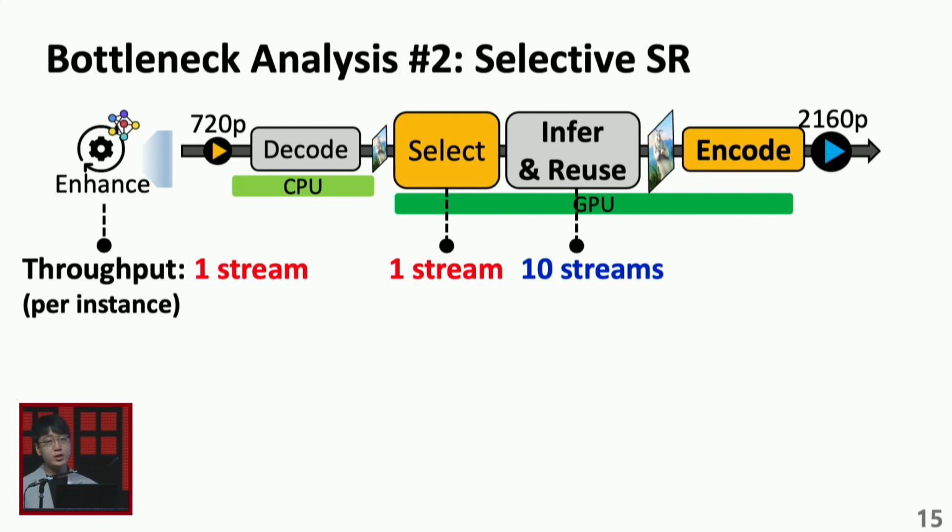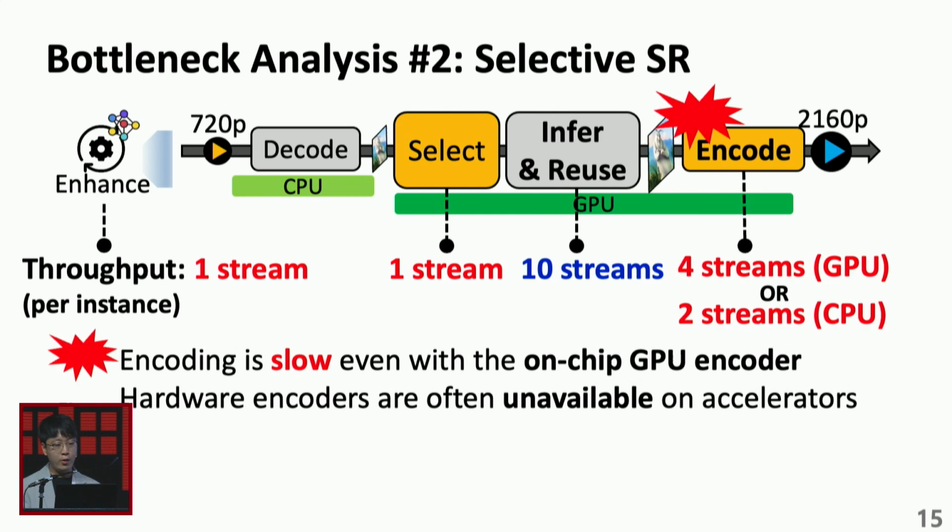Next, super-resolved frames must be encoded in real time for distribution. However, compressing 4K 60 FPS video is 2.5 times slower than selective inference, even with the on-chip hardware encoder. Even worse, hardware codecs are often unavailable on many accelerators like GPU or FPGA. In such a case, video compression using the software encoder becomes 5 times slower than the selective inference.